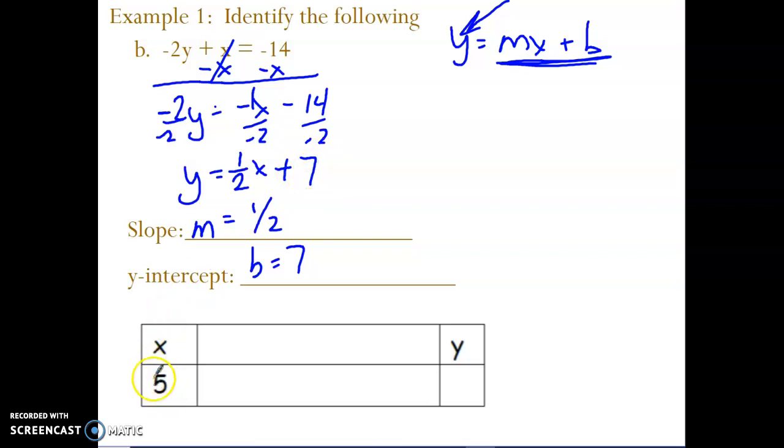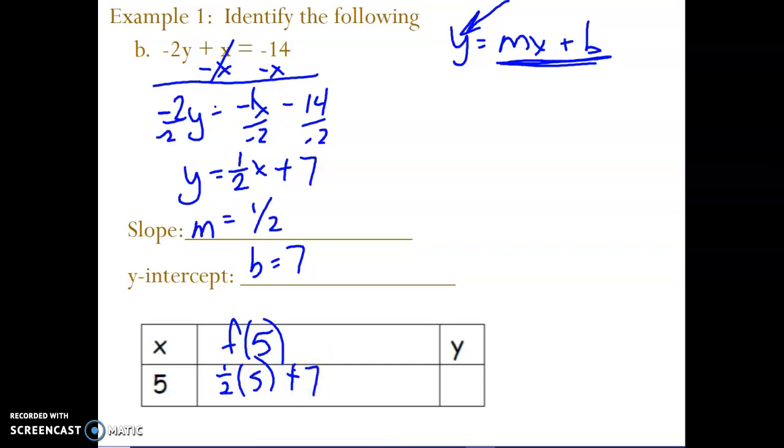Okay, so if I have an x value of 5 and I want to know the y value that goes with it, well, this is the same thing as asking for f of 5, because f of x and y are the same thing as long as y is a function. So I'm going to substitute in 5 for my x.